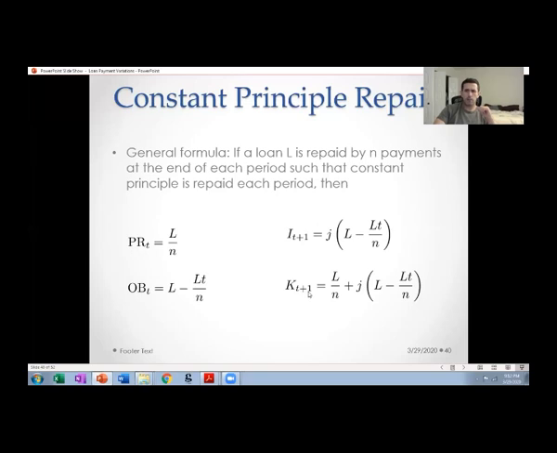Okay. And in particular, we just add principal. We add PR_{t+1}, but that's still L over n. Principal is constant throughout the loan, so we add constant principal plus this interest to get L over n plus j times (L minus Lt over n). And again, oddly enough, the book doesn't have this formula, even though you really need it for the homework. But anyway.